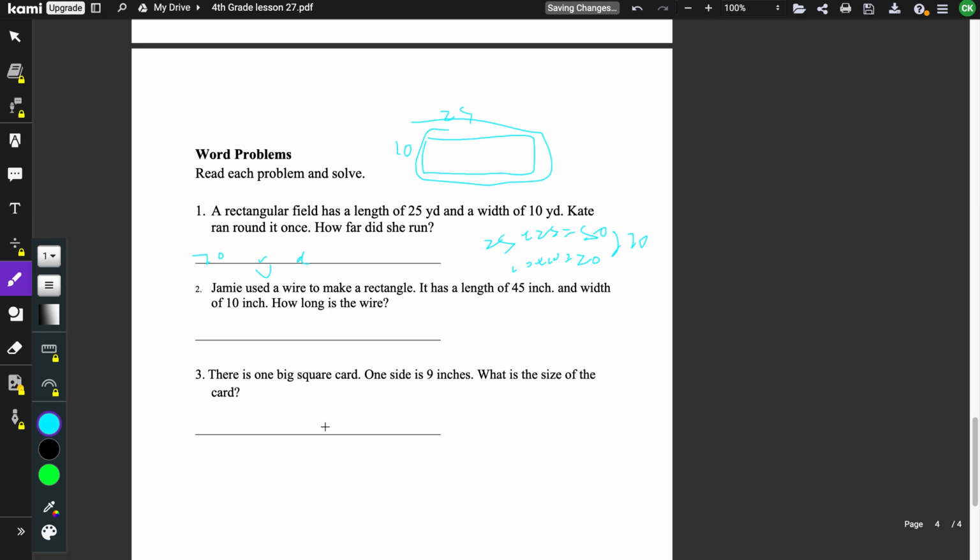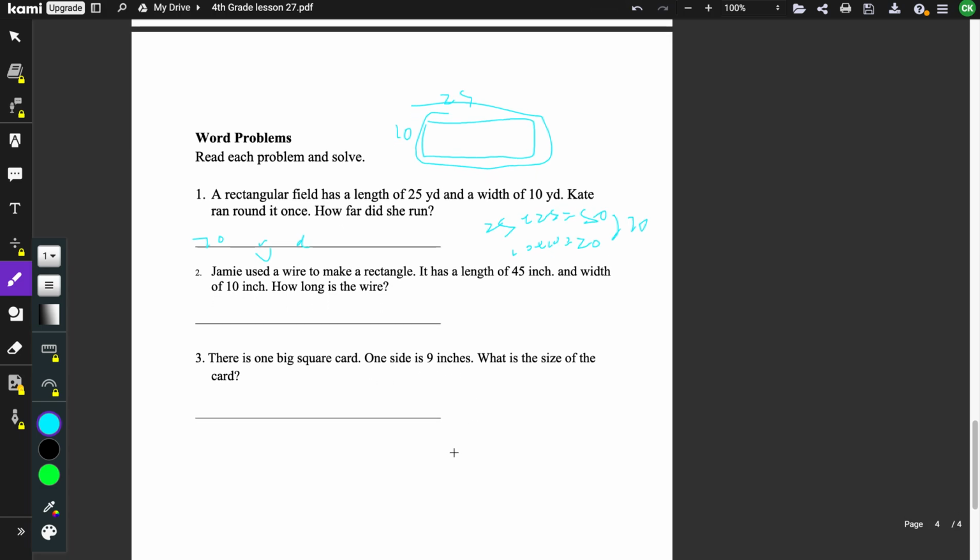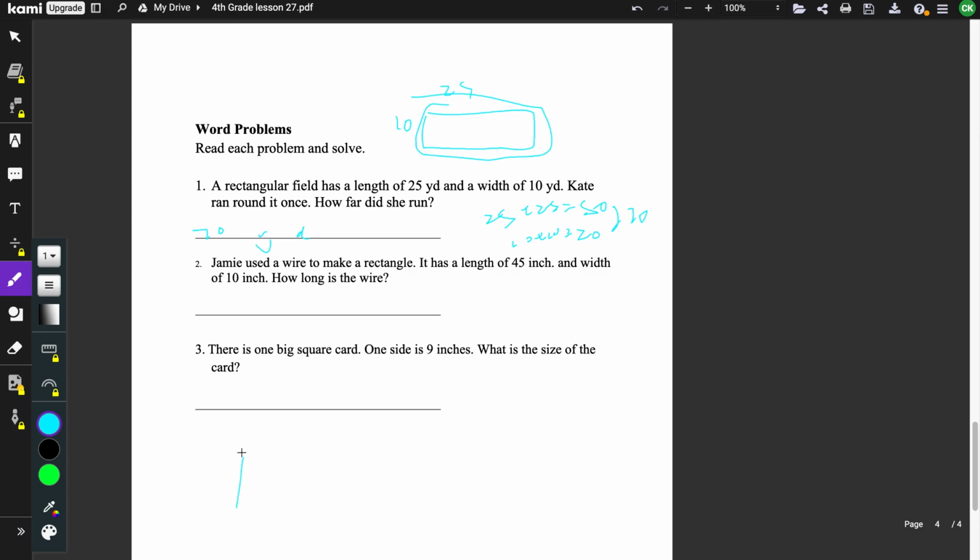Moving on, number 3, we're going to skip number 2 because it seems pretty easy. There's one big square card left. One side is 9 inches. What is the size of the card? If it's a square, all the sides are equal. I think this actually meant to say area. So what is the area of the card? You do 9 squared, or 9 times 9, because that's how you find the area of a square, and that gives you 81. So the answer is 81, and that's how you do it.